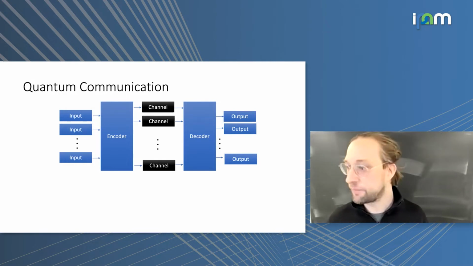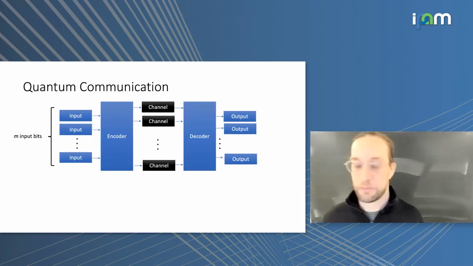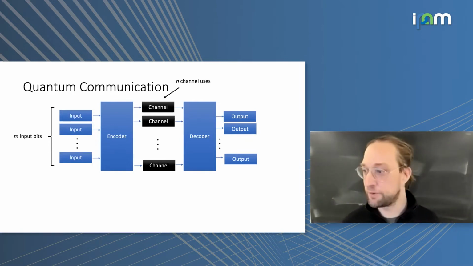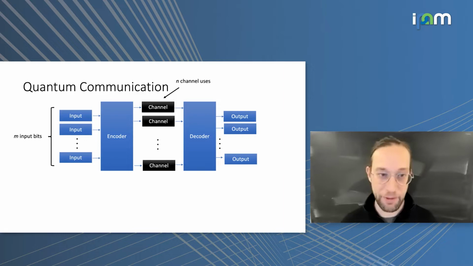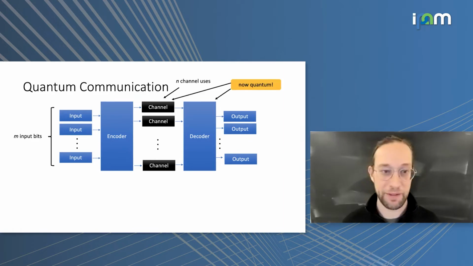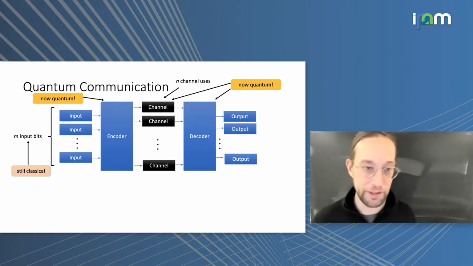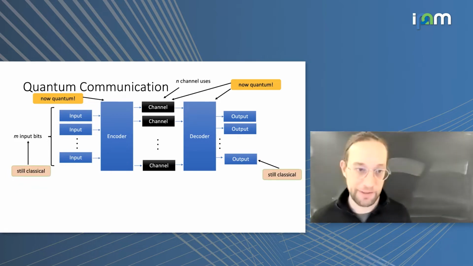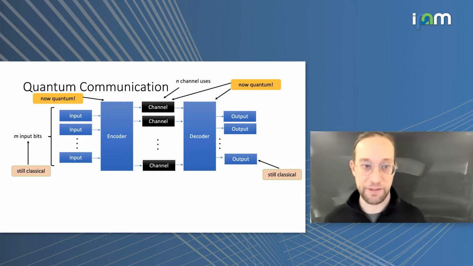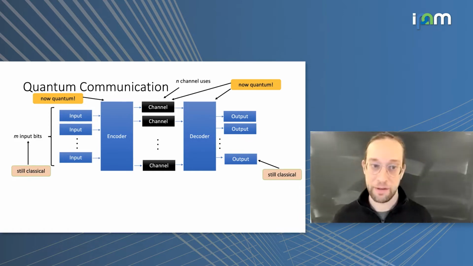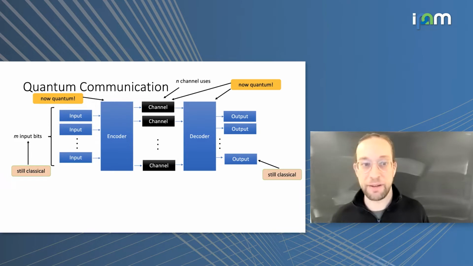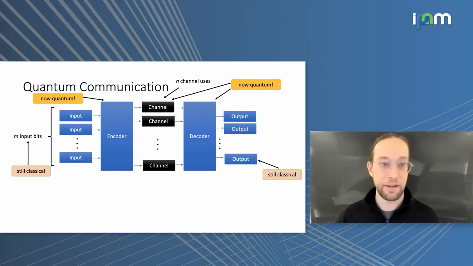For this talk, we're still sticking to a classical input. Okay, there are m input bits and n channel uses, just to set some terminology. But now I want to make the channel and the encoder and the decoder quantum. But I still want to have the input bits classical and the output bits classical. So essentially, we're studying the classical capacity of a quantum channel. Some of what I'm saying can be generalized, but I want to make the setup easy for these 20 minutes and just focus on that paradigm.